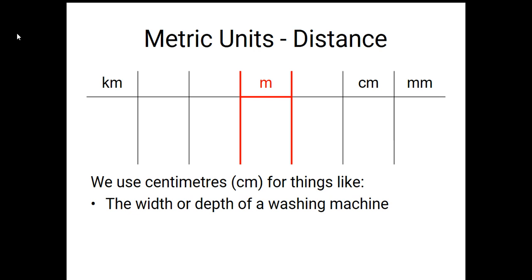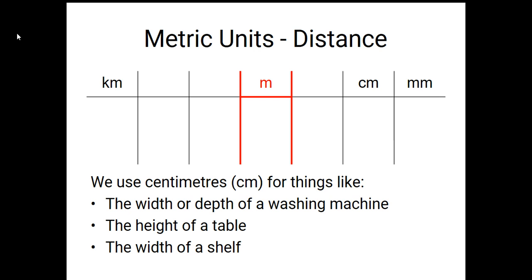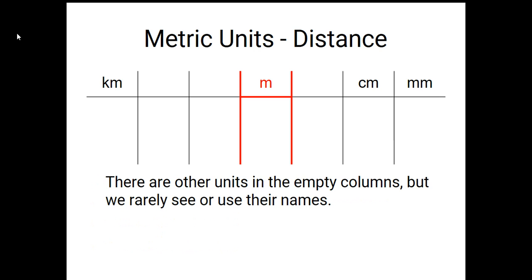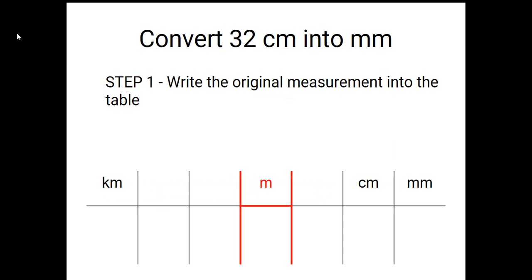And we use centimeters for things like the width or depth of a washing machine, maybe the height of a table, or even the width of a shelf. So don't worry about the empty columns. They're just there to help us.